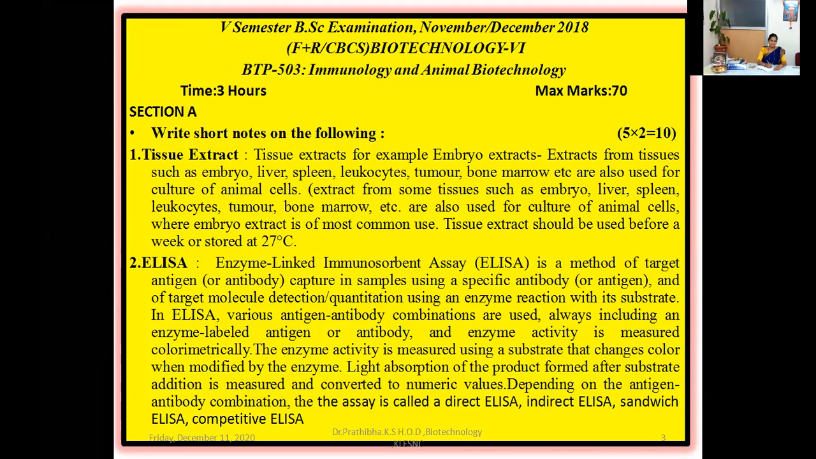So now let us go through the fifth semester B.Sc examination, December 2018. Paper code BTP 503, Immunology and Animal Biotechnology. Time 3 hours, maximum marks 70. Section A, write short notes on the following. Here 5 questions will be asked. Each of the 5 questions carries 2 marks, so total 10 marks.